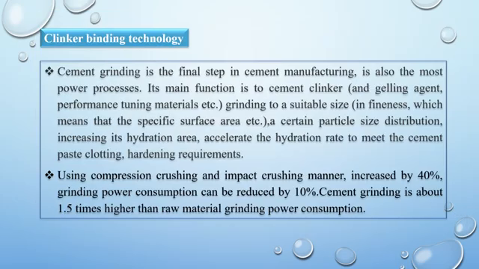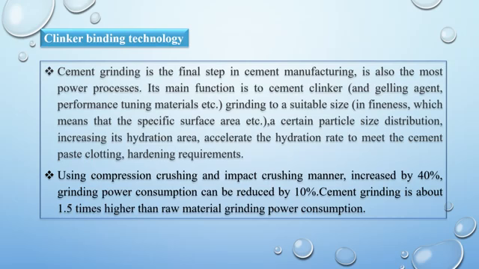Next one is clinker grinding technology. Cement grinding is the final step in cement manufacturing. It is also the most power-consuming process. Its main function is to grind cement clinker to a suitable size, with a certain particle size distribution, increasing the hydration area and accelerating the hydration rate to meet the cement paste setting and hardening requirements. Students, in cement production, the final step is the grinding of cement.